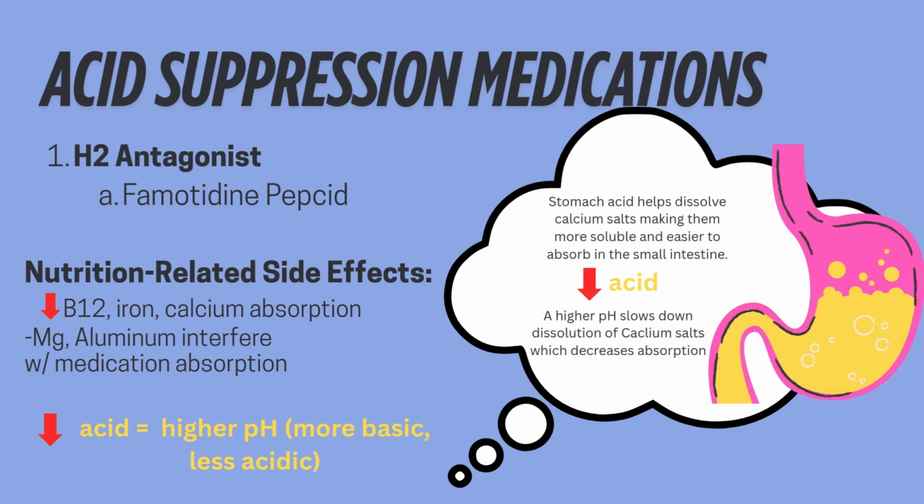Okay, and then very similar thing with the calcium absorption. So stomach acid helps dissolve calcium salts from our food, making them more soluble and easier to absorb in the small intestine. So a higher pH slows down that dissolving of the salts, so that decreases absorption.